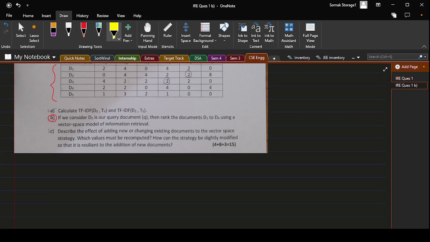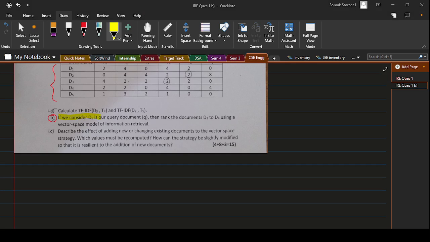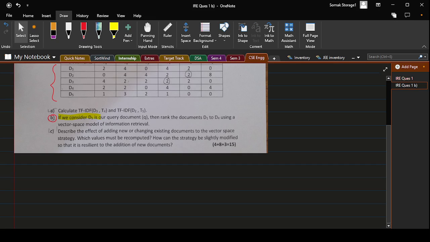If we consider D5 as our query document, Q, and then rank the documents from D1 to D4 using a vector space model of information retrieval, right? So we are set to calculate the ranking using the vector space model of information retrieval.